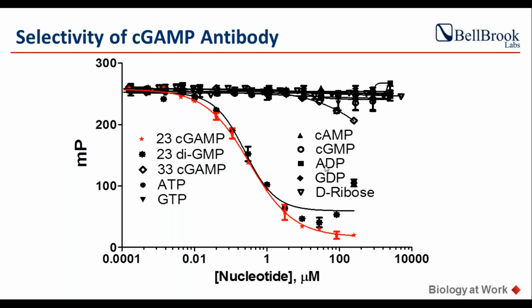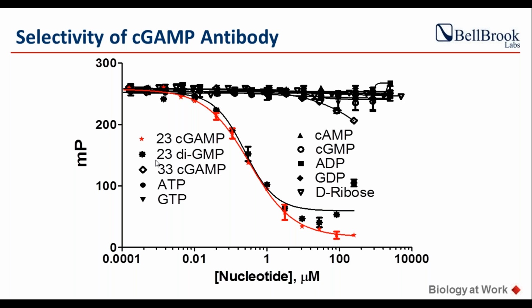We also put in other nucleotides, closely related nucleotides like ADP and GDP, D-ribose, cyclic AMP or cyclic GMP, and none of these nucleotides cross-reacted with the cyclic GAMP antibody. That was great. Then we took the 2,3-cGAMP, which is the product of the cGAS reaction, and you get a beautiful sigmoidal curve.